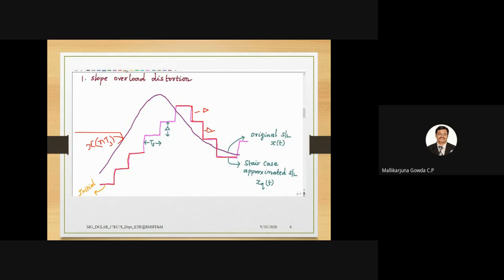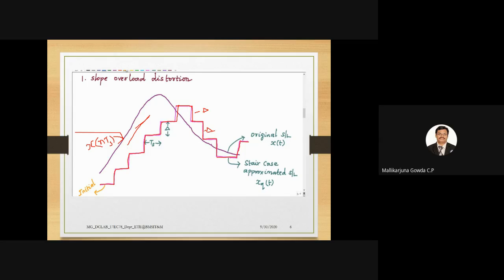Now, what happens at this point? The analog input signal is greater than the approximated version of the signal. Now, again, it will be incremented by delta. So this is how delta modulation works, right? What we observed here is a steep change in the input signal, and there will be a lot of gap between the staircase waveform and the original analog signal.